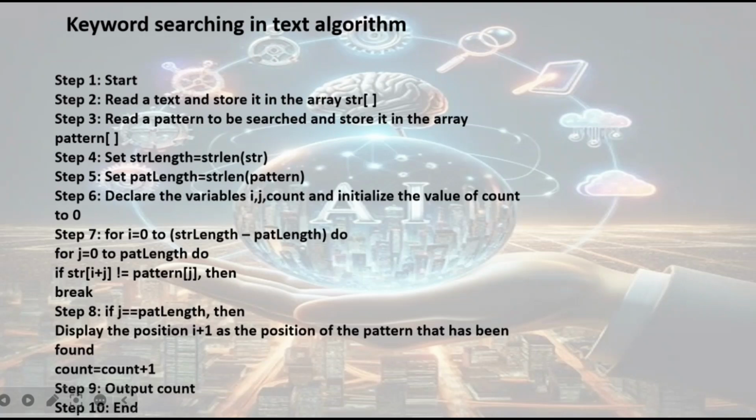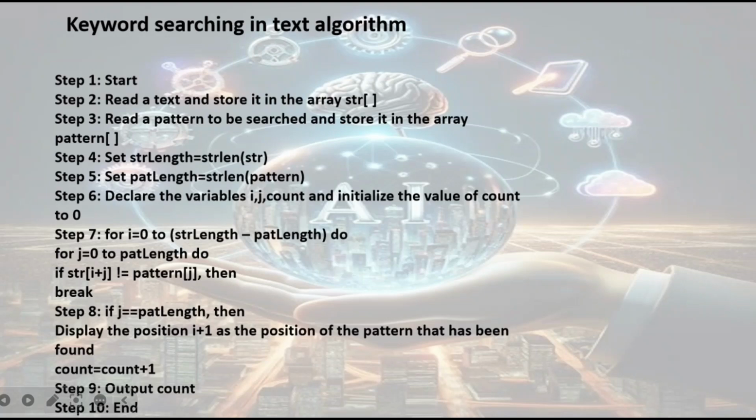In Step 6, declare the variables i, j, count and initialize the value of count to 0. Step 7, for i equals 0 to strlength minus patlength, do. For j equals 0 to patlength, do. If str[i+j] equals pattern[j], then continue, else break.